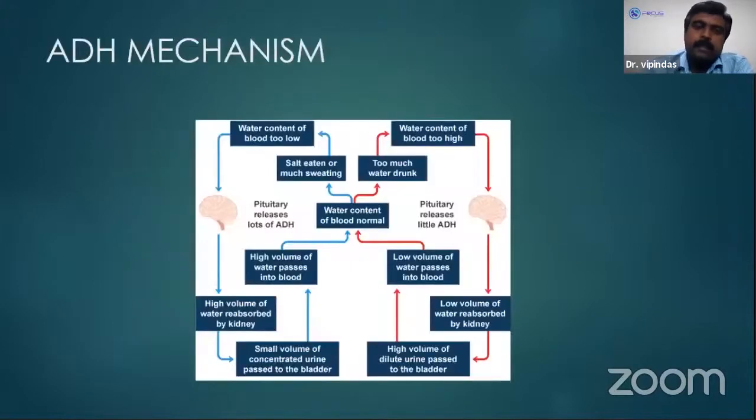So how does this mechanism happen? That is the ADH mechanism. ADH mechanism means once the water content of blood is too high, what will happen? There will be an ADH inhibitory mechanism. Through this, water is regulated.